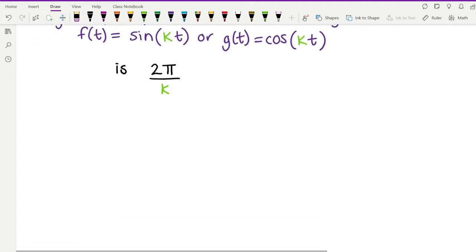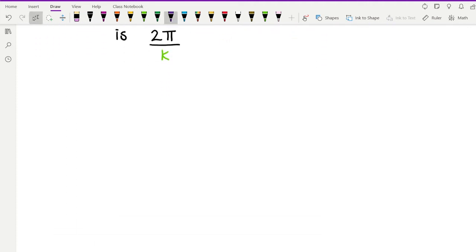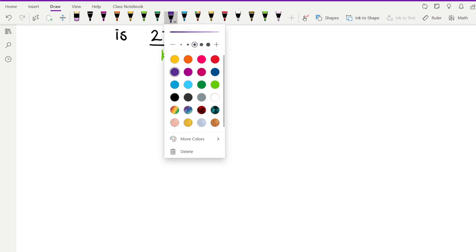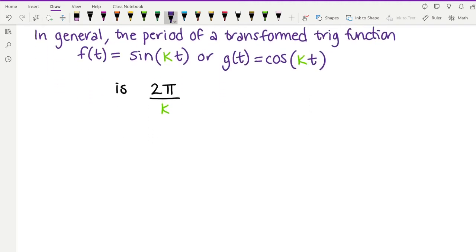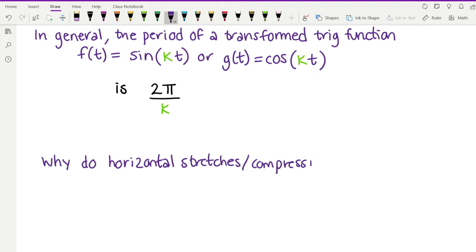So one other thing I want to touch on here is, why is it that things work in the reciprocal way? What is it about these horizontal stretches and compressions that causes them to work in a reciprocal way? So why do horizontal stretches and compressions work in a reciprocal way?